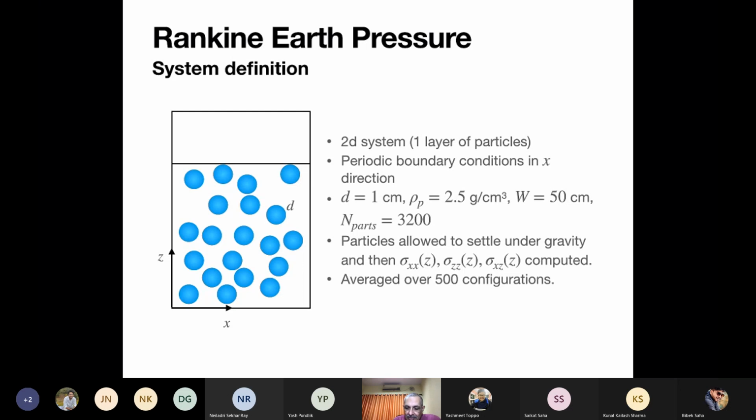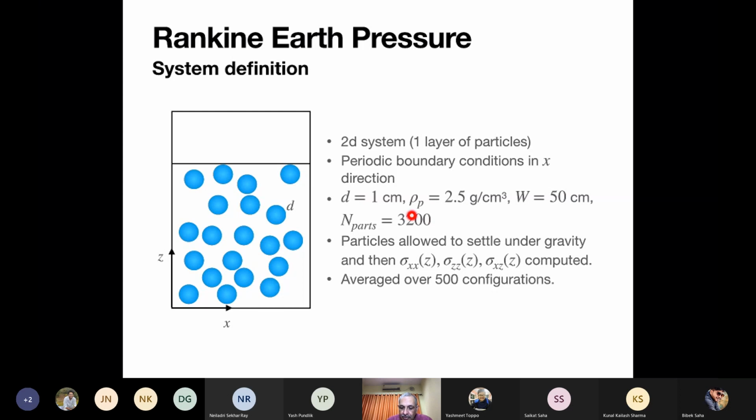I decided to look at a very simple system which is 2D. You can imagine just one layer of particles in the XZ plane, and in the Y direction the thickness of the system is just one particle diameter. We consider particles of diameter 1 centimeter, density 2.5 grams per centimeter cubed. The width W we'll take to be 50 centimeters, with about 3,200 particles. Then we pour the particles from the top, allow them to settle under gravity, and then compute all the components of the stress.